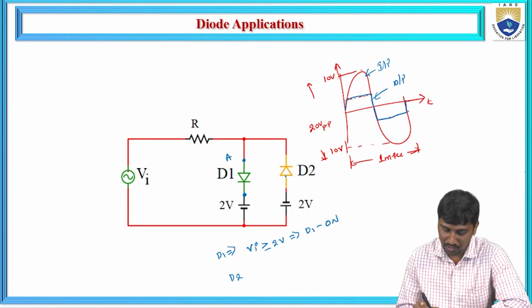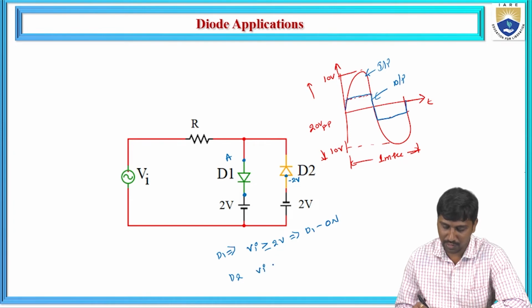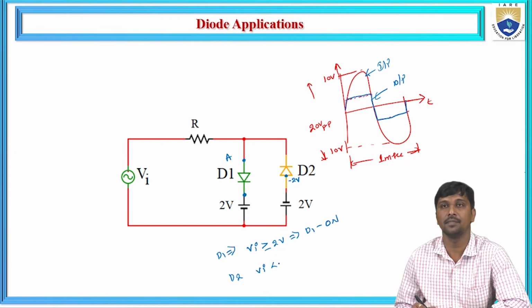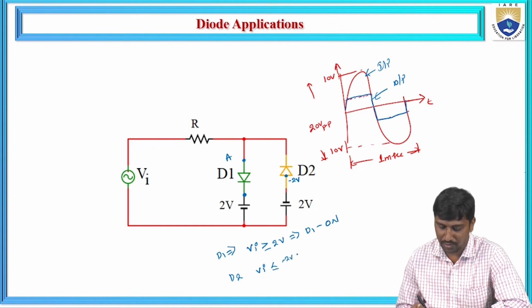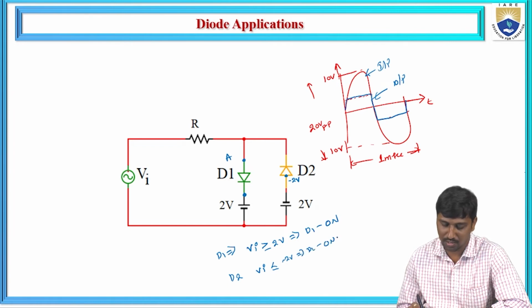Again, when it comes to D2, at the anode side we have minus 2 volts, which means in the D2 case your applied input voltage should be less than minus 2 volts. Then only your diode becomes on state. D2 becomes your on state.